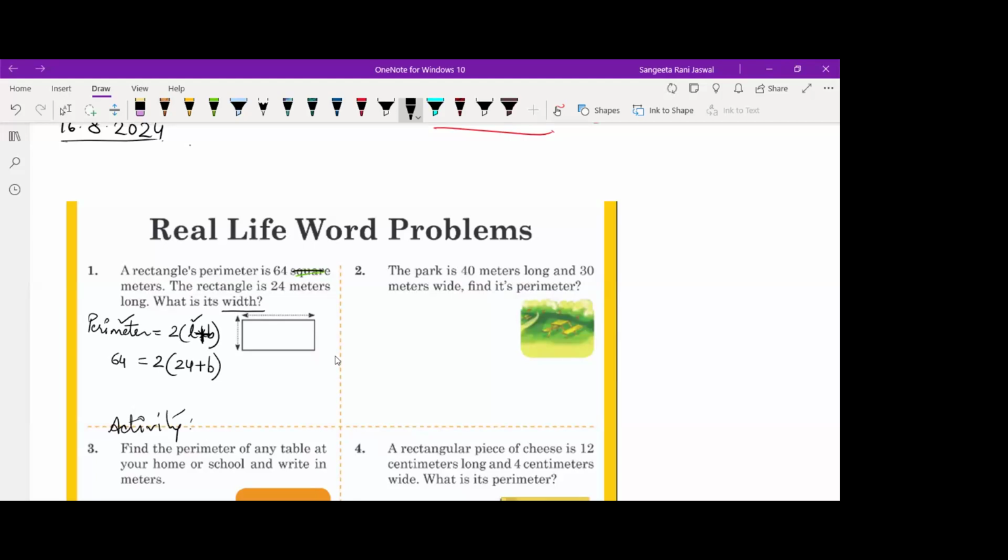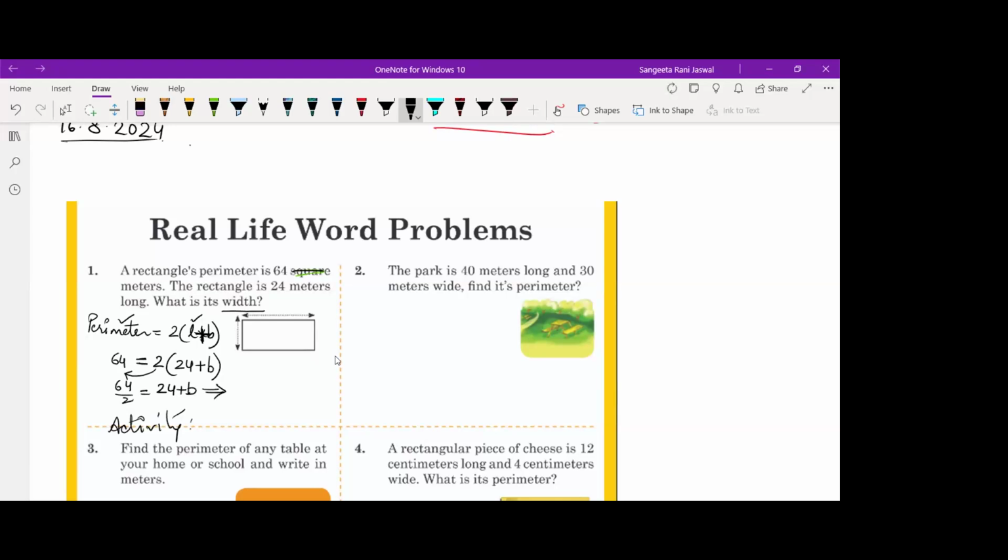This 2 is multiplying here. I'll take it on the other side. It will become divide here. When something changes its place to the other side of equal to, the operation changes. This will become divide here. So now on my right hand side, I have just 24 plus B left. Right? Are you understanding? Yes, ma'am. Others also, please pay attention.